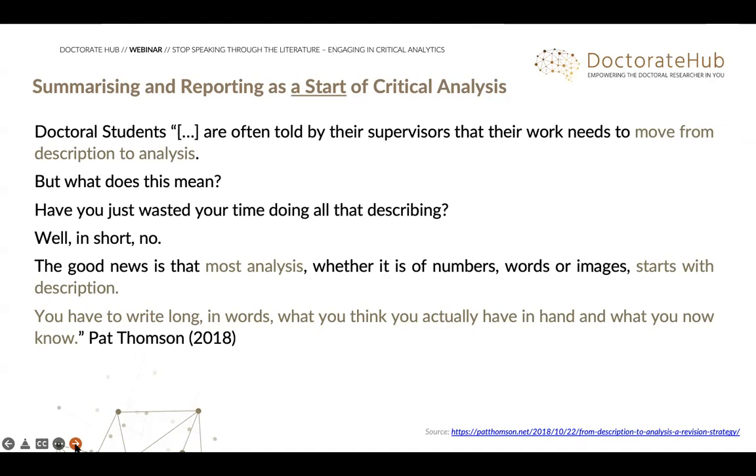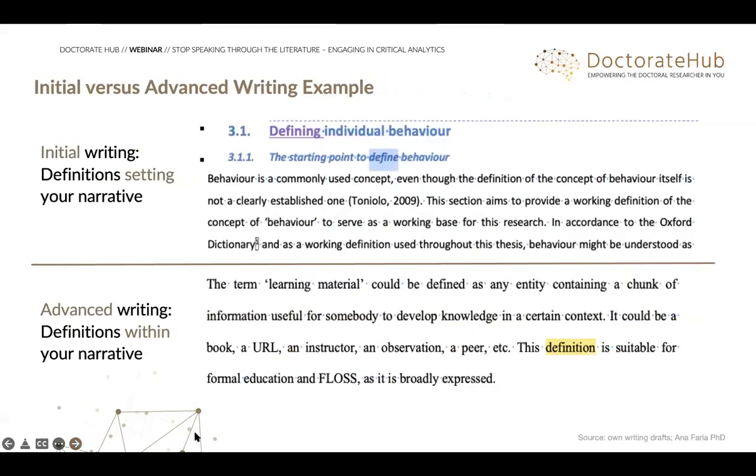Only once you do have that and turn towards focusing on the research questions and research problem, you start to compare the one with the other, and only at that point in time where you start to compare, you move from summarizing and reporting towards a critical analysis.